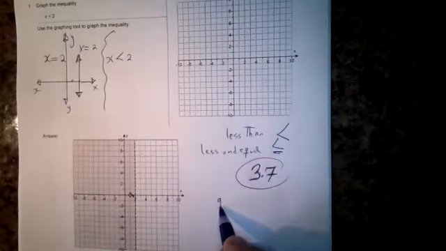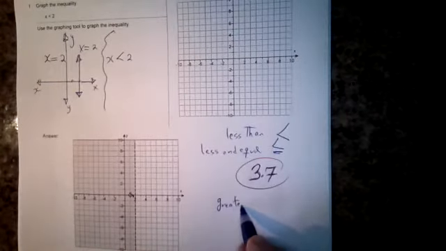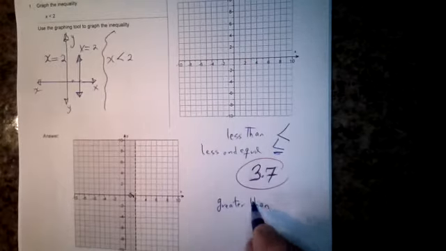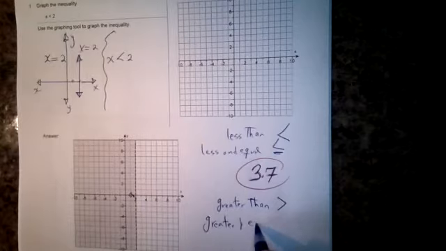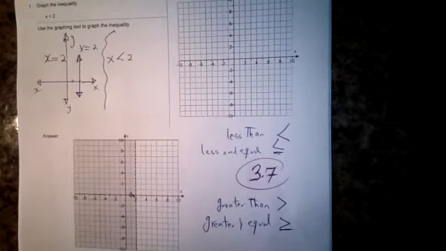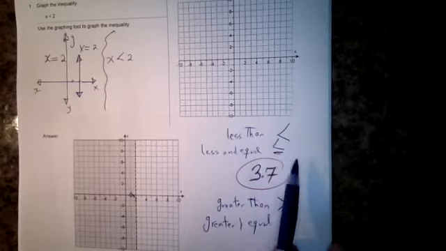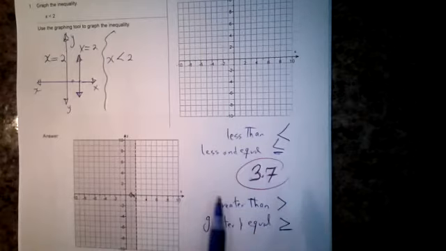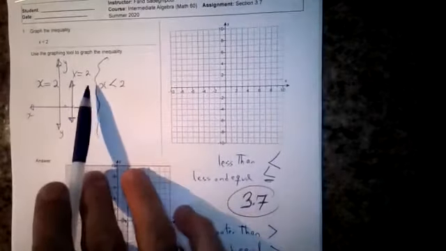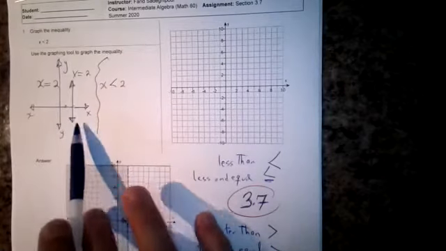For greater than, this is the symbol. Greater than, greater and equal, you put the sign like that too. All right. And then I'll show you how that reflects on the graph when you have the equality sign and when you don't have the equality sign along with that. All right. So x equal 2 is a vertical line.